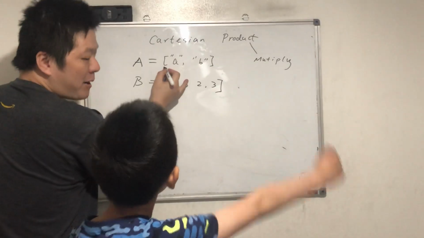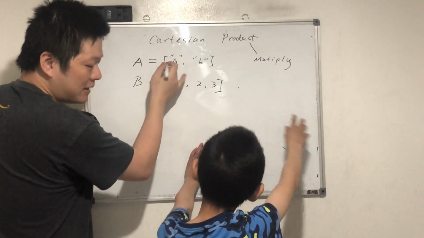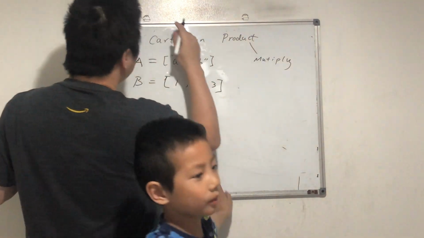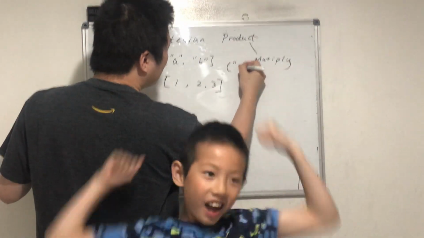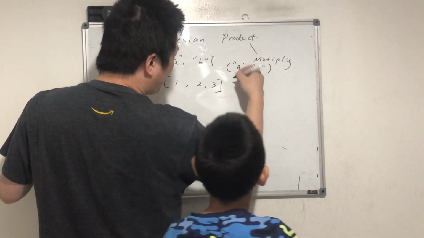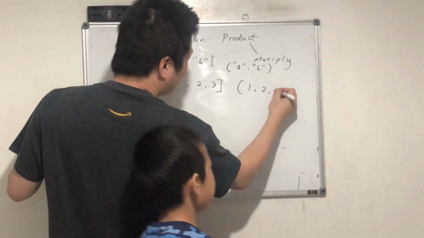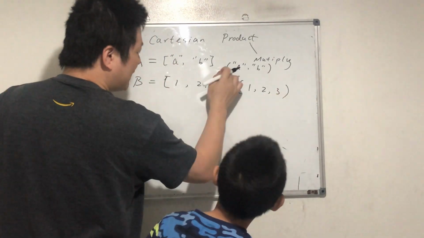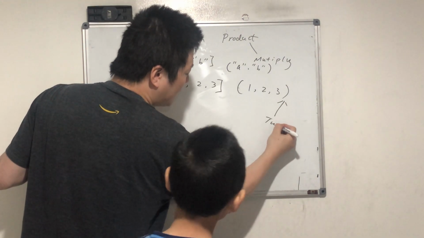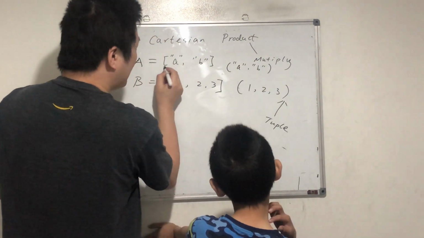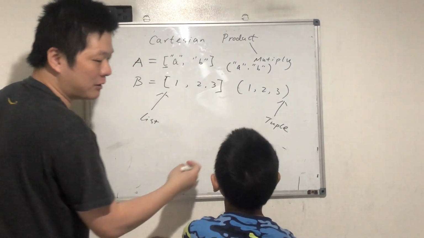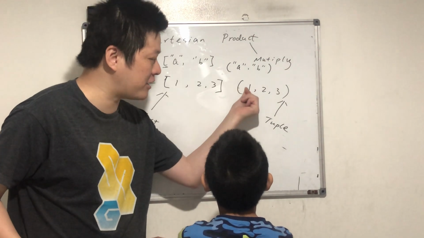This square bracket means a list. The list means you can change it. It's mutable. But if you do parentheses, these are called a tuple. The difference between a tuple and a list is that a tuple is immutable, meaning after it is created you can't change the elements.